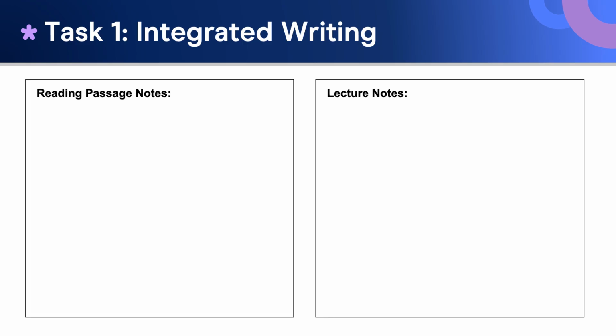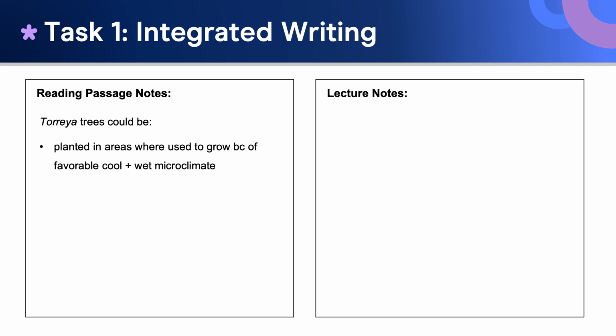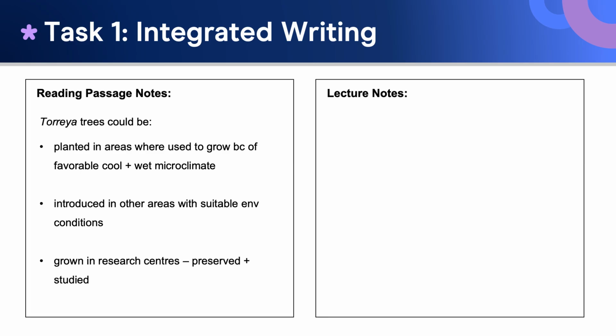The reading passage made 3 suggestions of how Torreya trees could be saved. It said Torreya trees could be planted in areas where they used to grow because of the favorable cool and wet microclimate there. It said they could be introduced in other areas with suitable environmental conditions. And it suggested they could be grown in research centers where they could be preserved and studied.